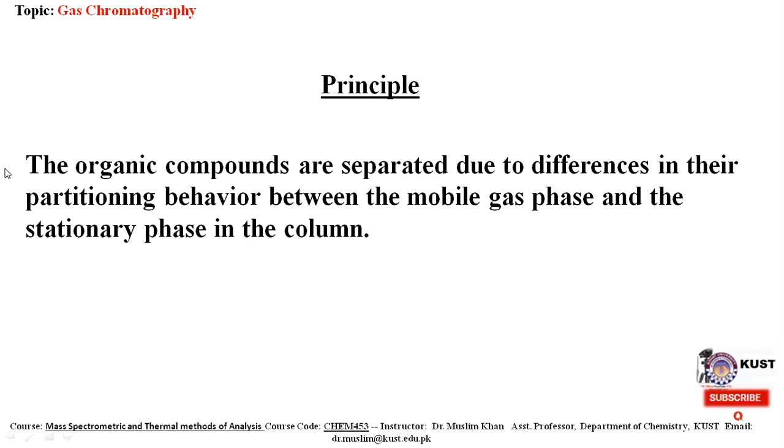Some of the components having more interaction with the stationary phase will stay for a long time on the column, while some of the components having less interaction with the stationary phase will go fast with the mobile phase, and will be eluted first from the column.